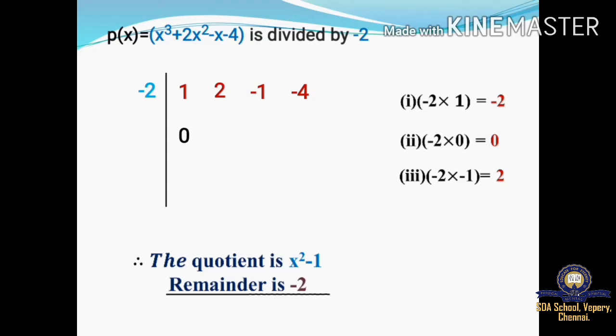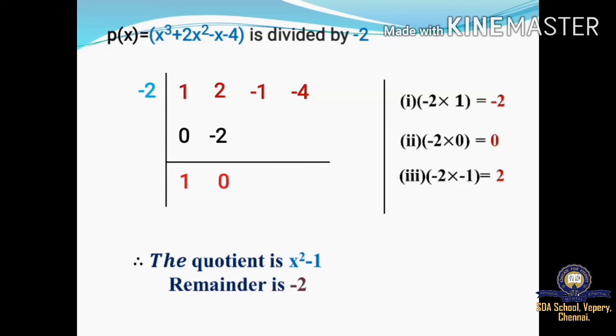Okay, then 1 plus 0 will give me 1. Then minus 2 into 1 is what? 2, right? Minus 2 into 1 is minus 2, sorry. Then 2 minus 2 will give me 0. Minus 2 into 0 will give me 0. Minus 1 plus 0 will give me minus 1. Minus 1 into minus 2 will give me plus 2, right? Then minus 4 plus 2 will give me minus 2, right? Okay. And then the remainder is minus 2.